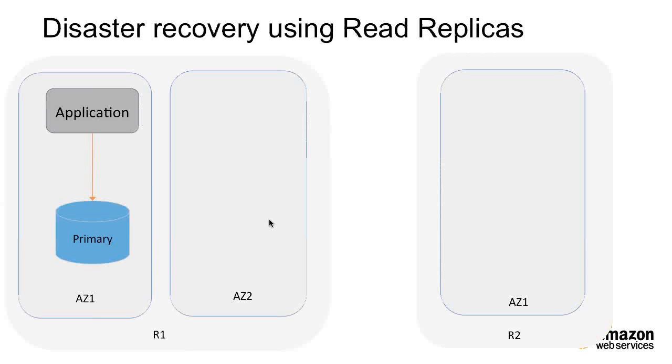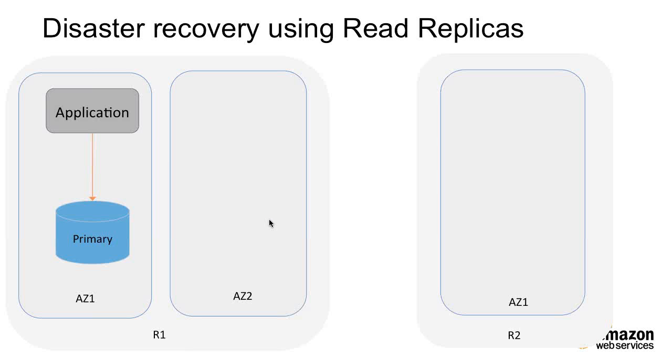So how do I do disaster recovery using read replicas? Today we give you cross-region read replicas. Cross-region read replicas allow you to set a read replica in another region. For example, I can have US East as one region and US West as another region, and I can do a cross-region read replica between these two regions.